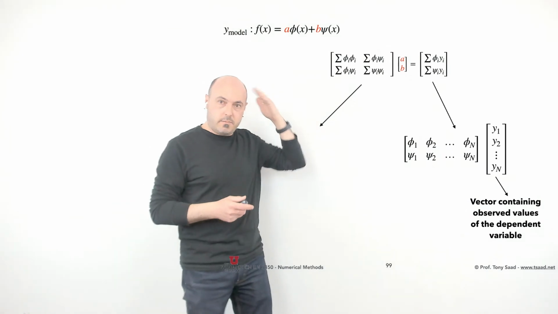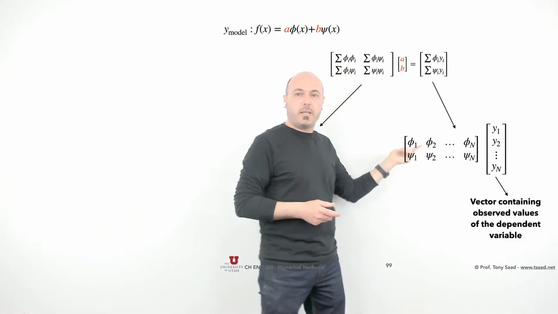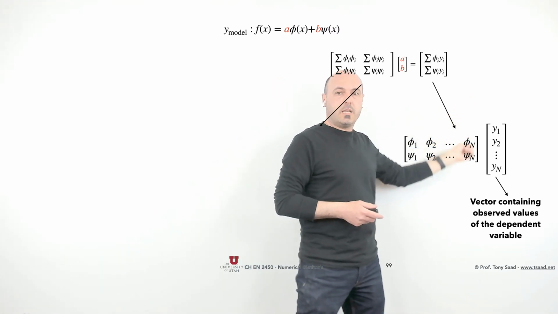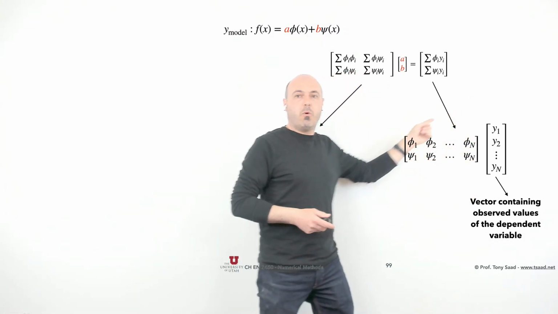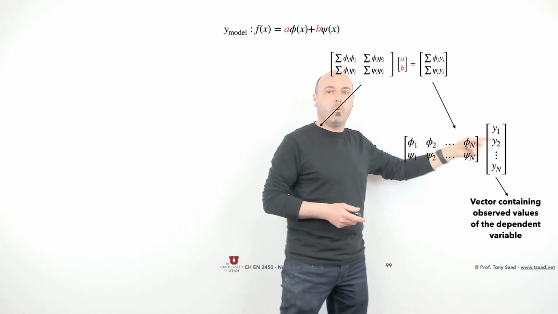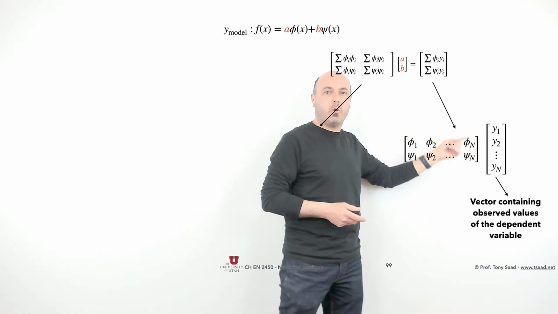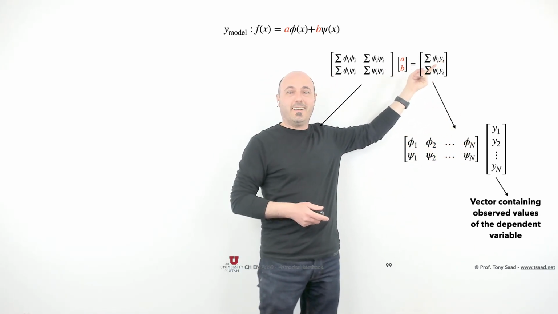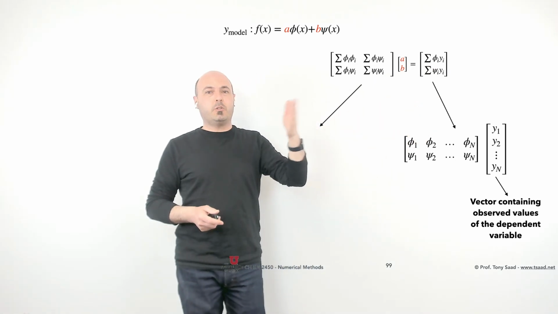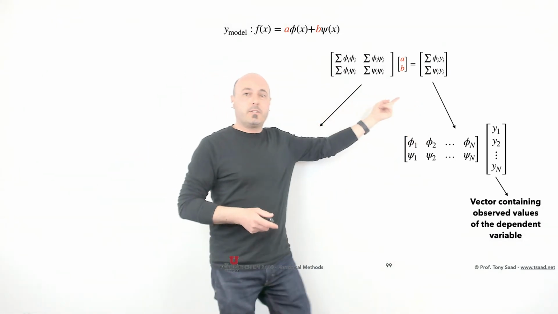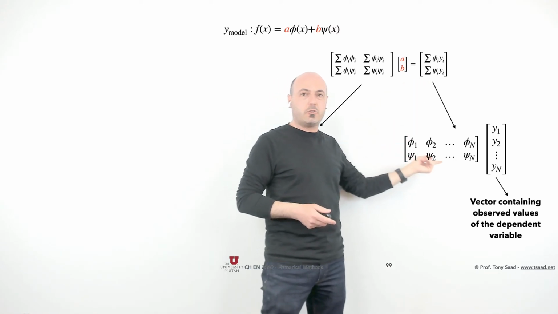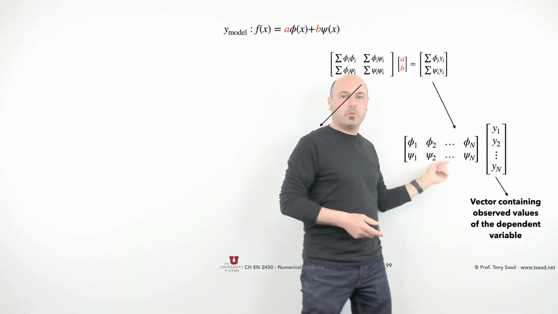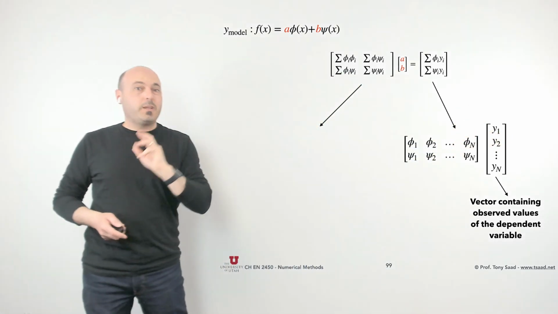Okay, now go ahead and mentally do the matrix multiplication over here. You get the first row times the entire column. So you get phi1 y1 plus phi2 y2 plus phi3 y3 and so on plus phi n yn. That should give you the summation of phi i yi, right? So that's phi1 y1 plus phi2 y2, etc. Now the second entry over here is simply the second row multiplied by the entire column. It's going to be psi1 y1, psi2 y2, and so on and so forth.